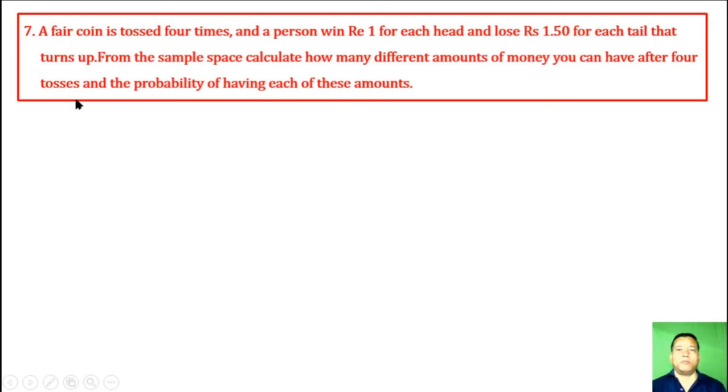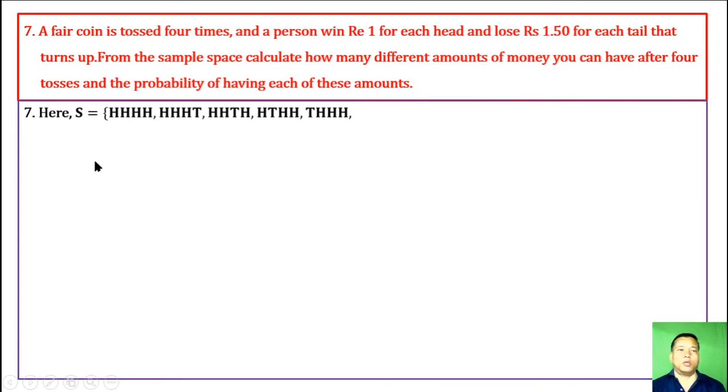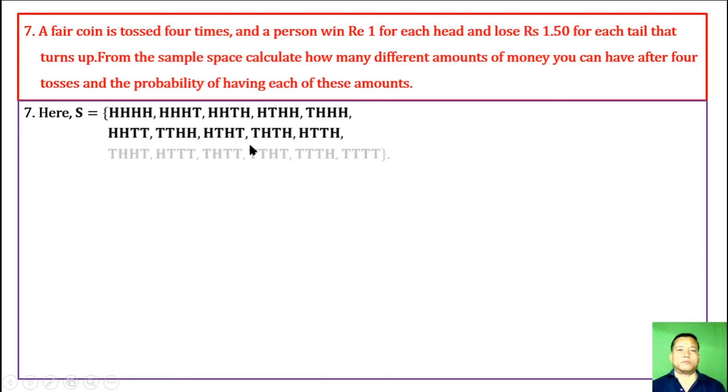How much money will you get after 4 tosses? Also find the probability of having each of these amounts. Here S consists of these outcomes.